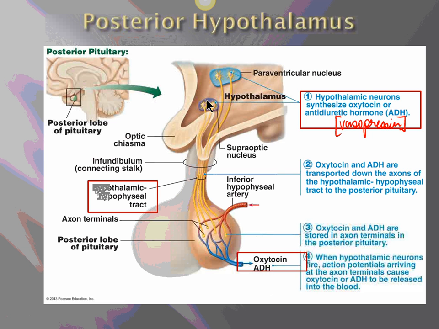So the oxytocin and ADH produced here in the hypothalamus travel in this tract. They come into the posterior pituitary where they are stored. They are just stored over here. Then when the body needs it, there is stimulation, and from this posterior pituitary, oxytocin and ADH are released into the bloodstream, because that's where hormones are finally released, right? So this is what the posterior hypothalamus does.